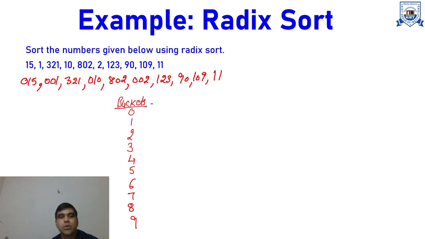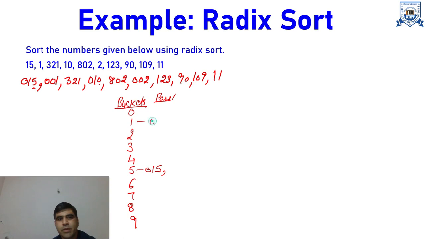So in the first pass, we'll arrange these items based on the symbol in the first place. For example, for 015, the first place digit is 5, so we'll place this in bucket 5. So in this bucket we place 015. Next one is 001, the digit is 1, so we'll place this into bucket 1.